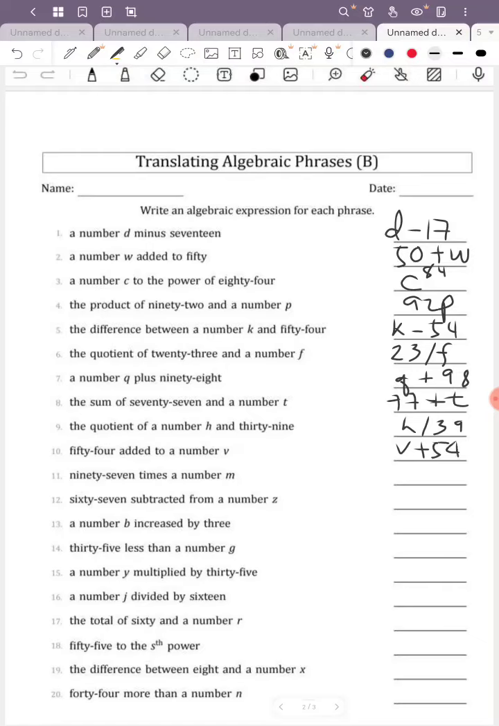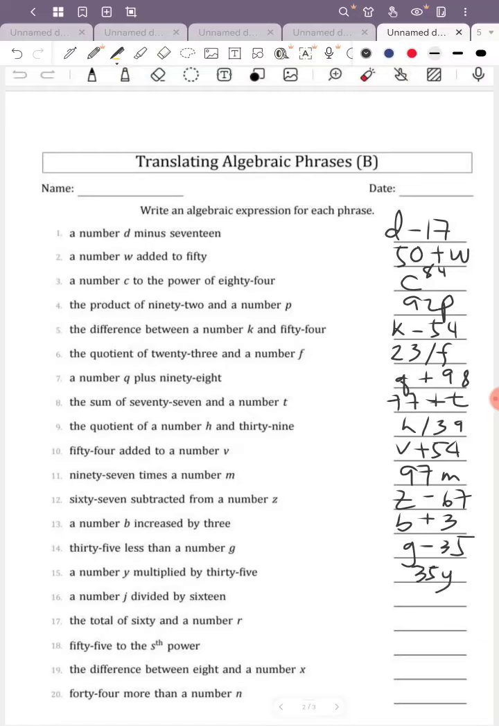97 times a number m. 97m. 67 subtracted from a number z. So 67 is subtracted from a number z. A number b increased by 3. So b plus 3. 35 less than a number g. So g minus 35. A number y multiplied by 35. So we have 35y.